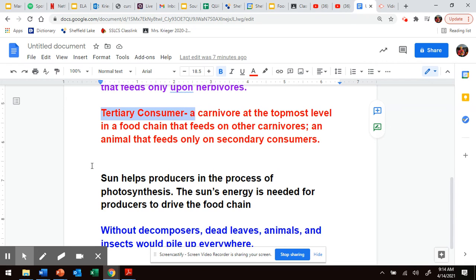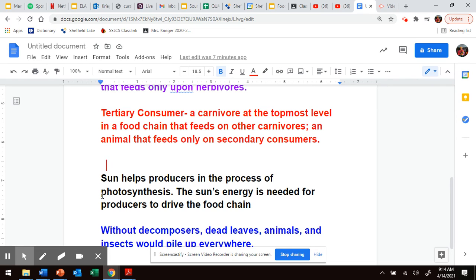But if we check our answers, the one asked what the sun does to help producers in a food chain. The sun helps producers in that process of photosynthesis. That sun's energy is absolutely needed for those producers to drive that food chain. Without the sun, those producers wouldn't make their food, and then we wouldn't be able to have food chains. And then eventually, kind of like a domino effect, the animals would be affected.